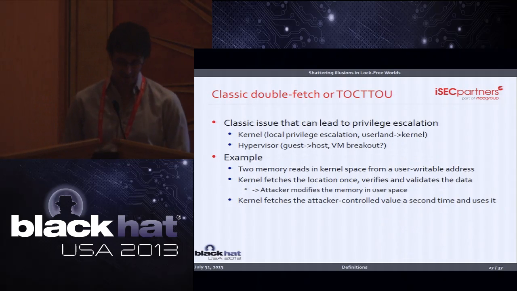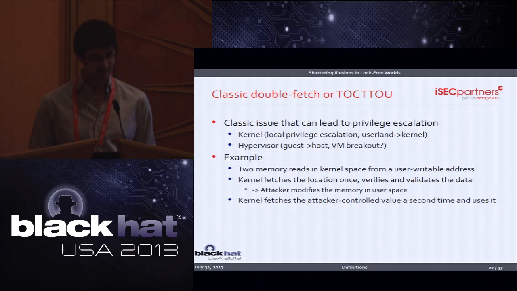The double fetch, or time of check to time of use type of issue, is a classic race condition that can potentially lead to privilege escalation issues in kernel code or in VMs, for instance. It basically happens when there are two memory reads in kernel space from a user-writable address. You can see that in ioctl handler code, for instance. The first time the memory is fetched, the kernel code validates the value and then uses it. But when it is used, it's fetched a second time from user space memory, which can be controlled by a low privileged user at that point, and can then effectively lead to memory corruptions or other various issues.